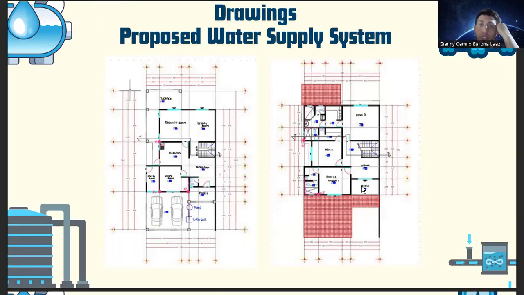So we proposed some drawings, in this case for the water supply system. We have some notes in this case. We draw the notes, for example, in two of the corners in the drawing.